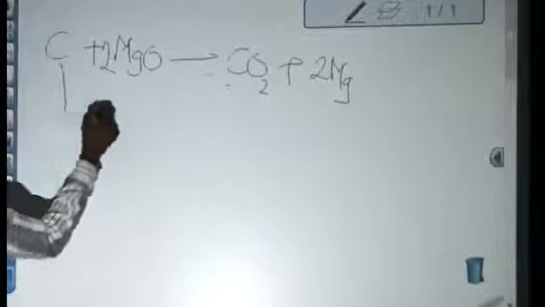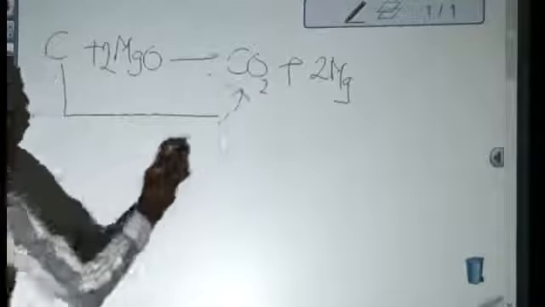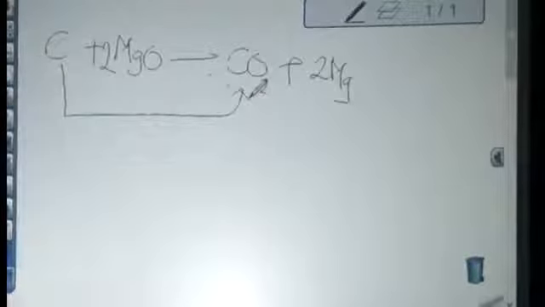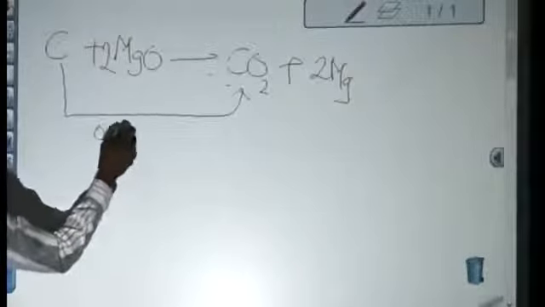So let's also look at this reaction. We say oxidation is addition of oxygen. If you look at this reaction, carbon becomes carbon dioxide because oxygen has been added. Then we can say this is oxidation.